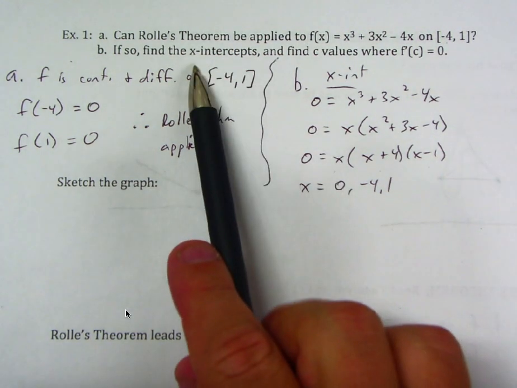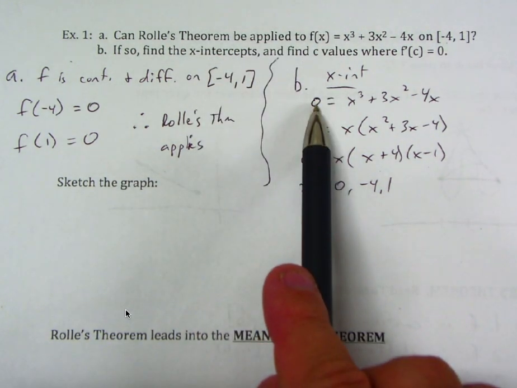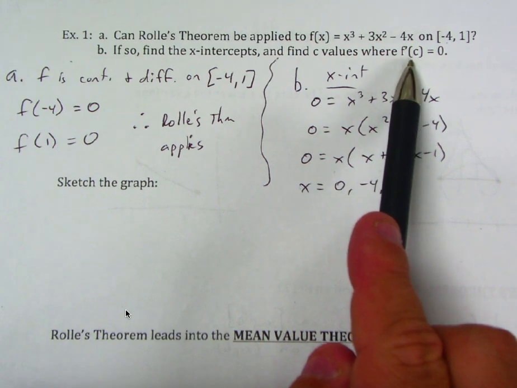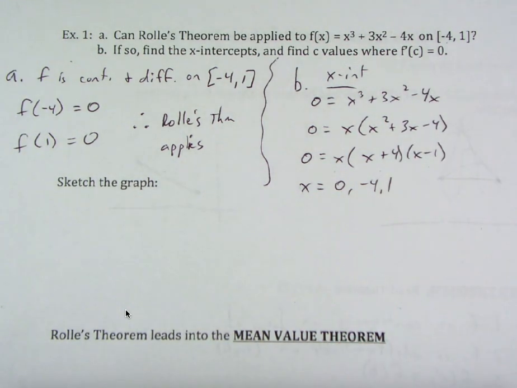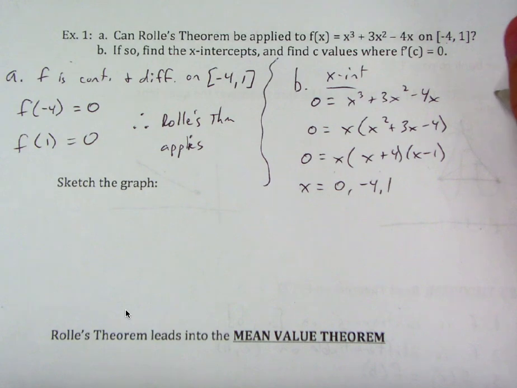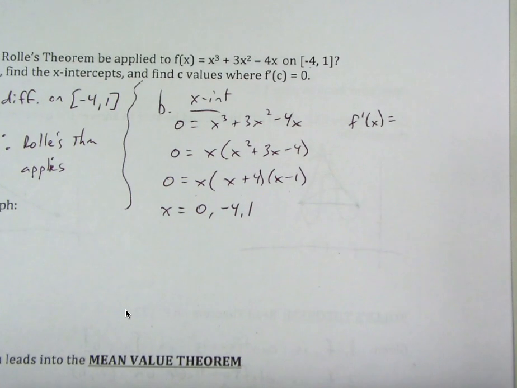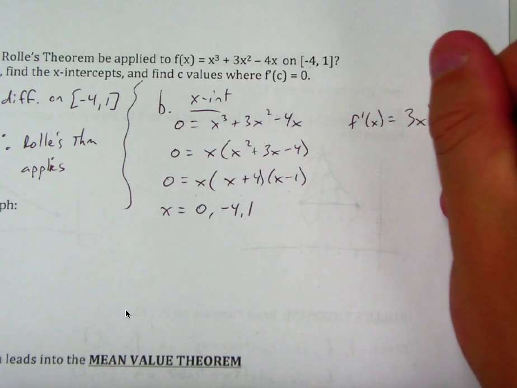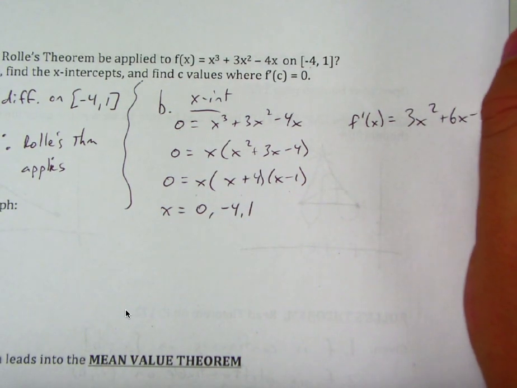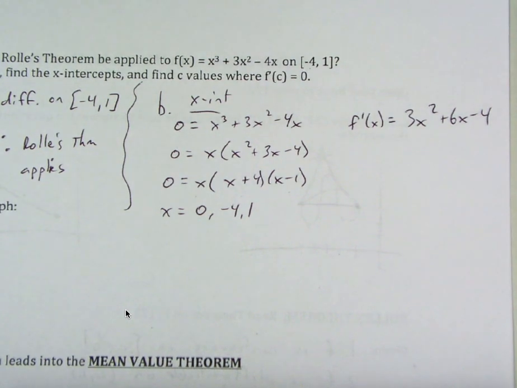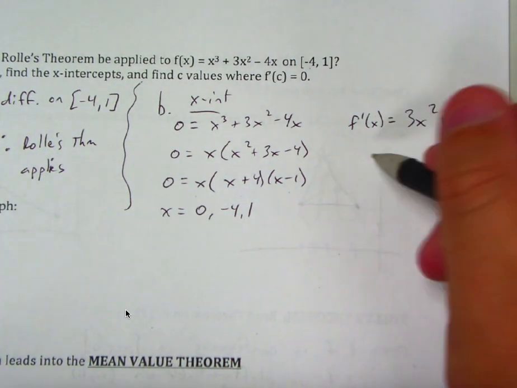Well, for x-intercepts, we set the function equal to 0. To find this, we're going to set our derivative equal to 0, which means let's find the derivative. So f prime. Let's use our power rule. There's our derivative. And we're trying to figure out where this derivative equals 0.